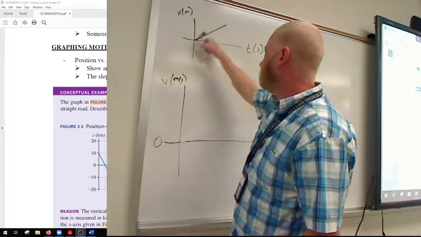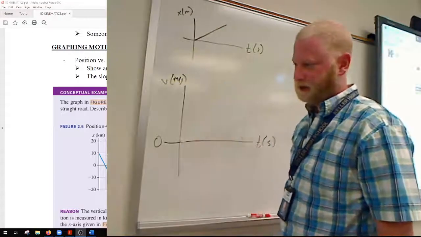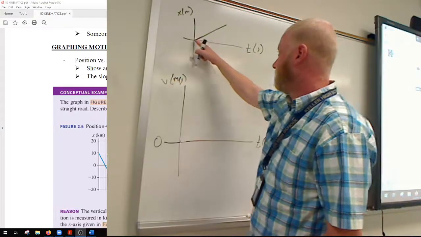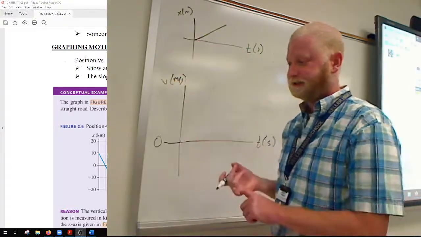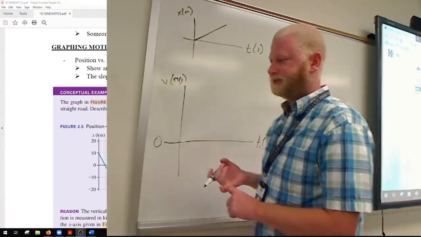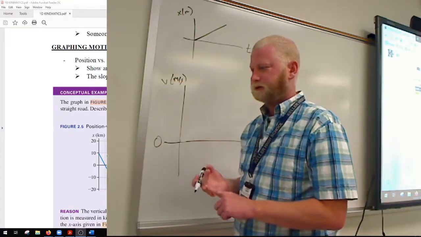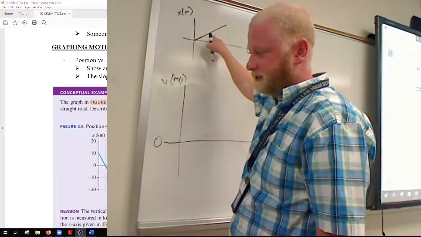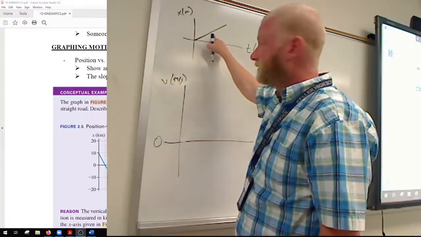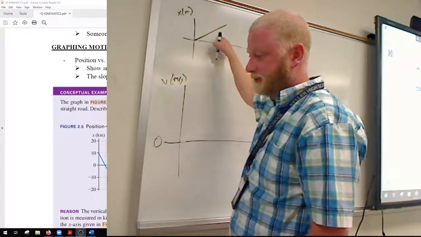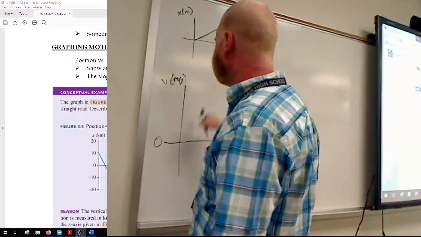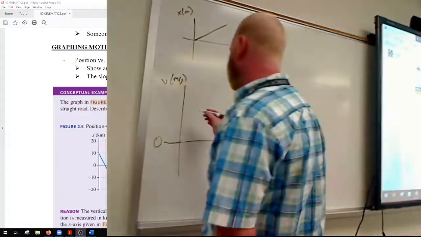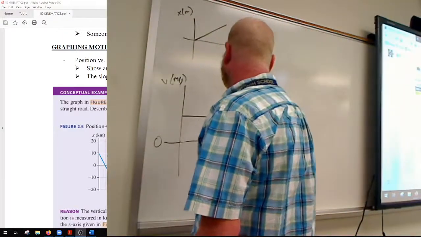Well, if the slope here represents velocity, what can we say about the slope? Well, it's a straight line. It's linear, so we know the slope is constant. What else can we say about the slope? Well, it's positive. So we've got a positive constant slope on this position time graph, which means the velocity here is positive and constant. So if we wanted to graph the velocity versus time graph of this object, it would have a positive constant velocity.